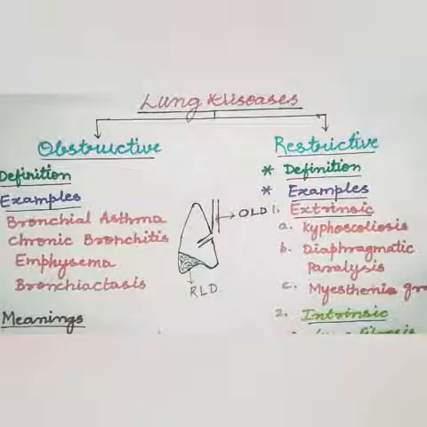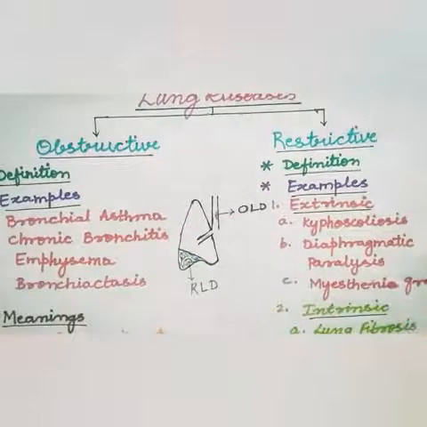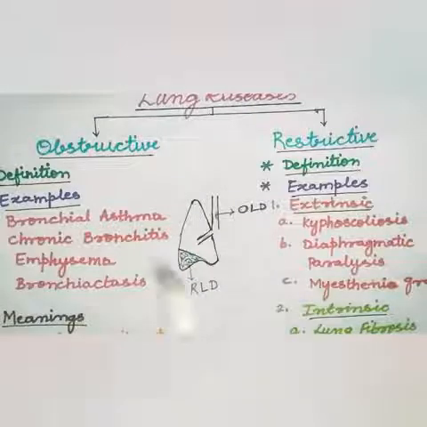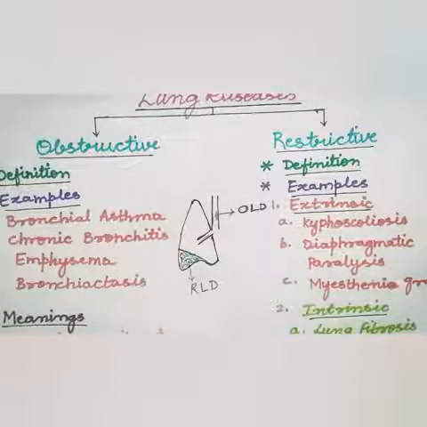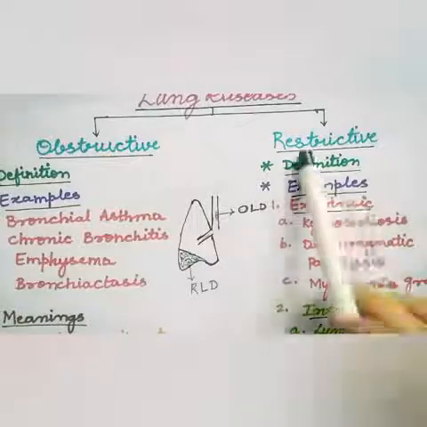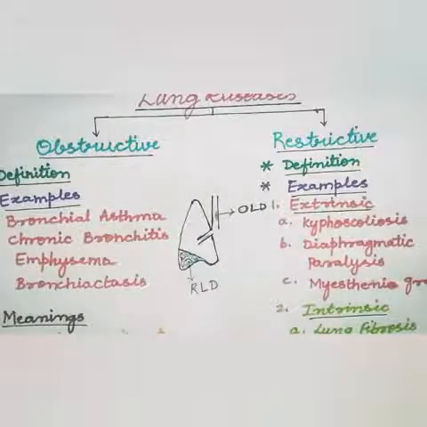The second one is breathing difficulty. Now, breathing includes inspiration and expiration. So, in obstructive type of lung disease, expiration would be difficult. In restrictive type of disease, inspiration would be difficult.